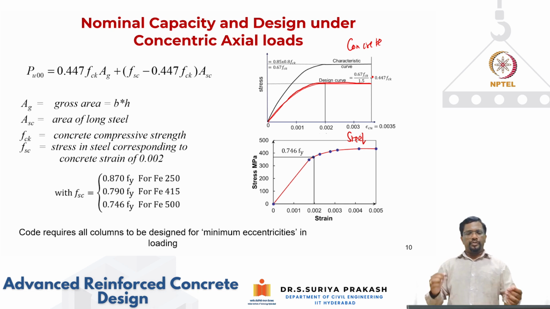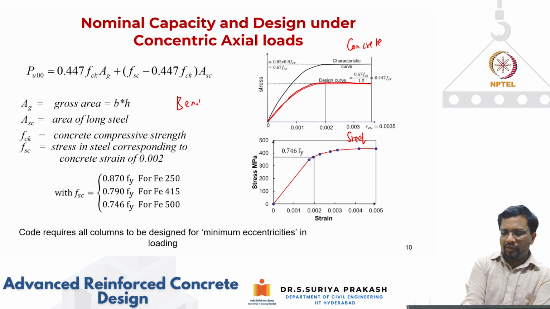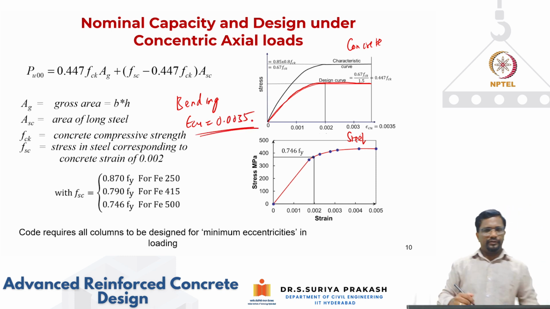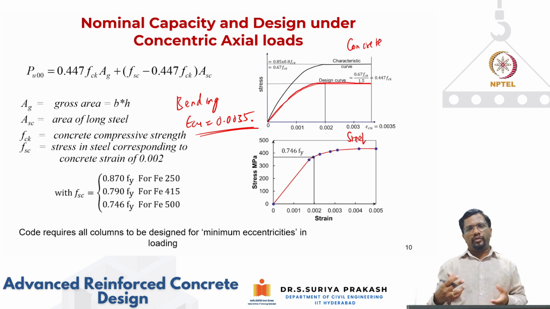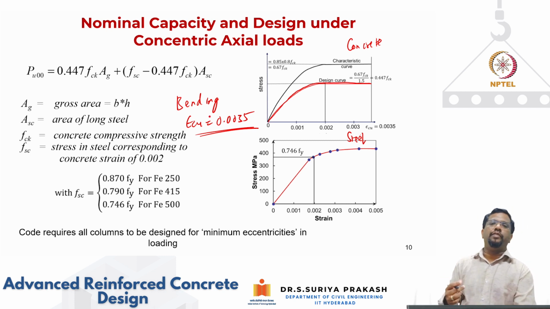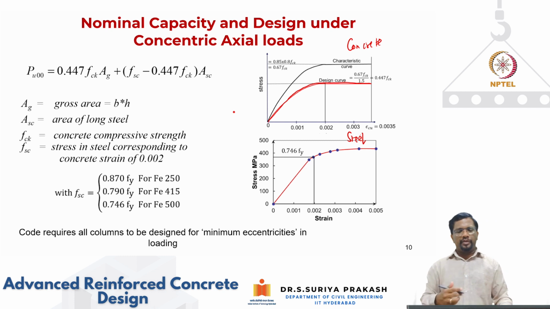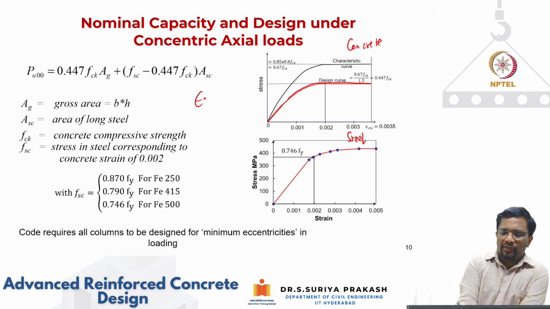For pure axial compression. So if you remember, for pure bending, what epsilon Cu did we consider? We considered the failure strain of concrete as 0.0035. Because bending is not a very brittle mode of failure, the code is asking us to take a slightly higher value of 0.0035 in our design. However, when concrete fails in compression, it is a very brittle mode of failure. For pure axial compression, epsilon Cu is limited to 0.002.